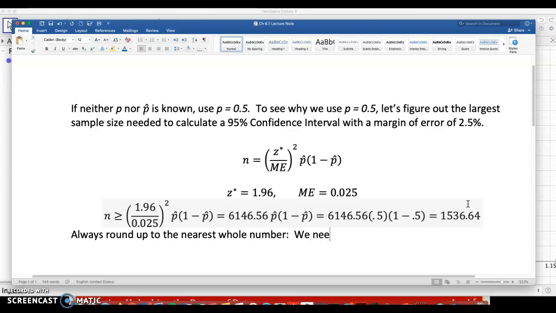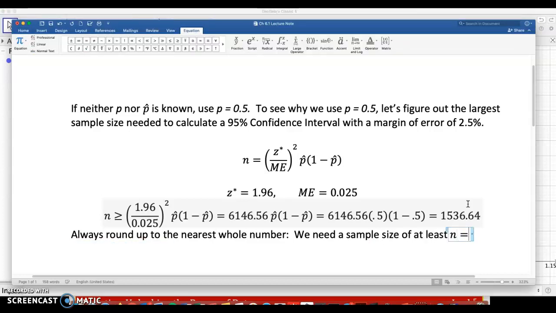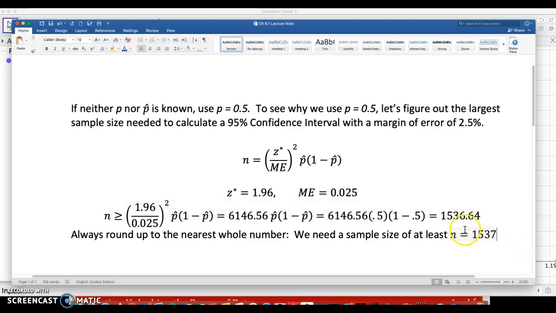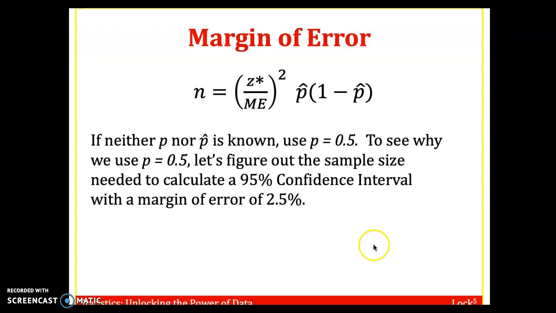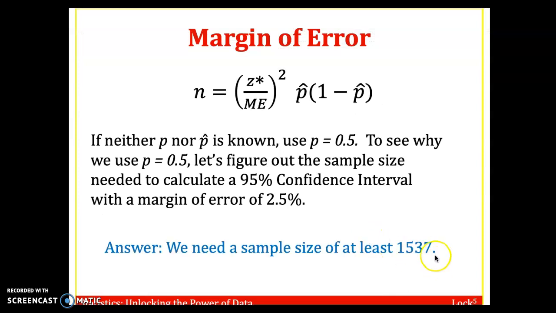So in this case, we need a sample size of at least n equals 1537. So always round up, no matter what the decimal is. If the decimal said 0.04, I'd still go to 1537 right here. All right, 1537 is our minimum sample size.